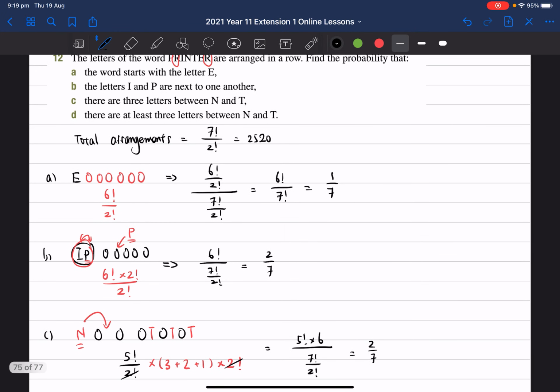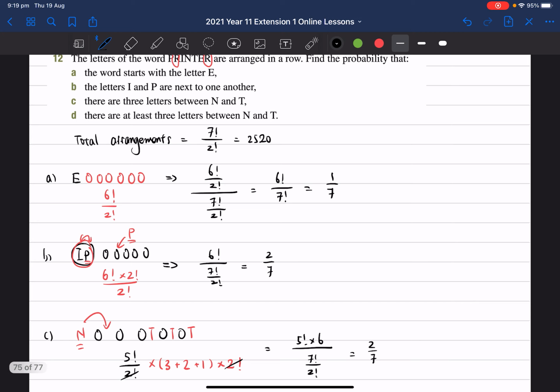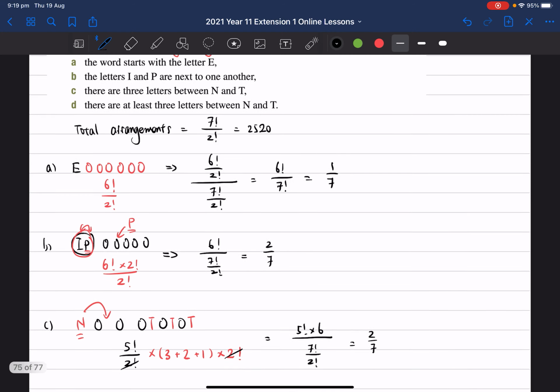All right, the last part, there are at least 3 letters between N and T. So this is the question we just did before. At least 3 letters, that means you can have more. Okay, wait a minute. I think I made a mistake. I think I made a mistake again, okay?